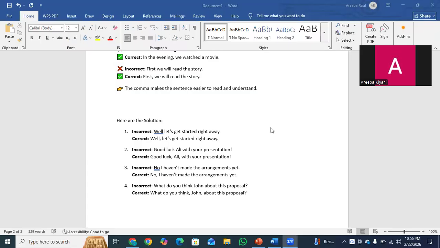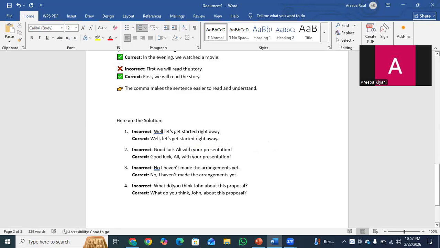Okay, students, these are the solutions. The first one is, well, let's get started right away. As you can see, we studied introductory words: well, no, good luck. We simply put a comma after well. Then, let's get started right away. The next one is, good luck, Ali, with your presentation. We simply put a comma after good luck. No, I have not made the arrangements yet. Simply, comma after no. I have not made the arrangements yet.